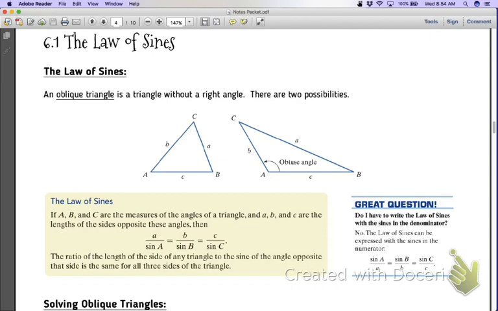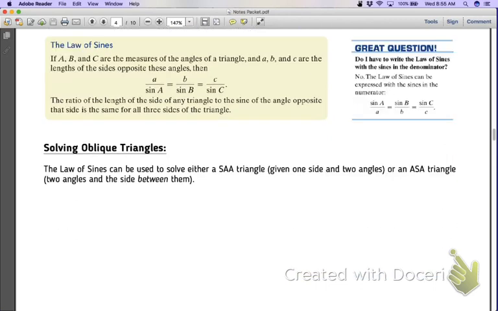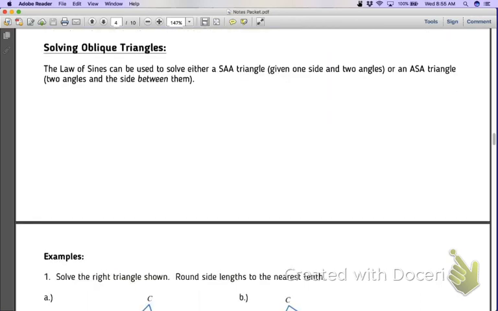Same way down here, where it says great question: do I have to write law of sines with the sines in the denominator? No, you do not. As long as you keep all the angles on one level, you have to keep all of the side lengths on the other level. It doesn't matter which one's the numerator and which one's the denominator. You're going to be given certain lengths. Law of sines can be used to solve triangles where you're given one side and two angles, or angle side angle, two angles and a side between them.